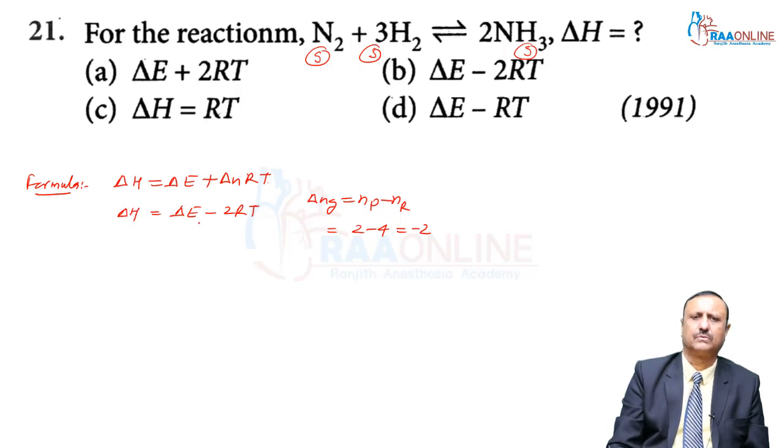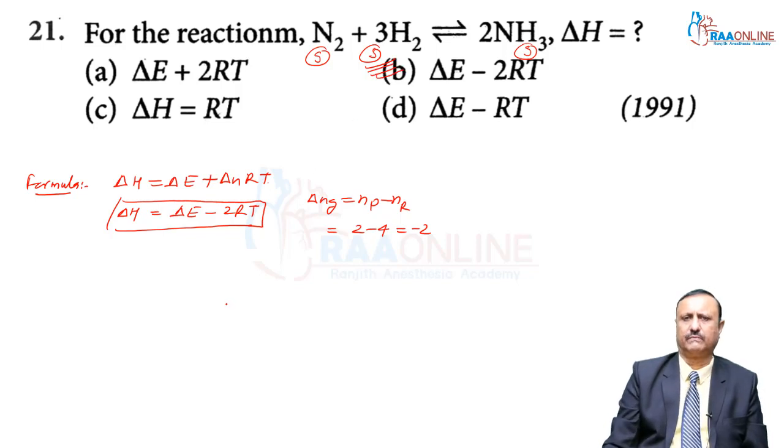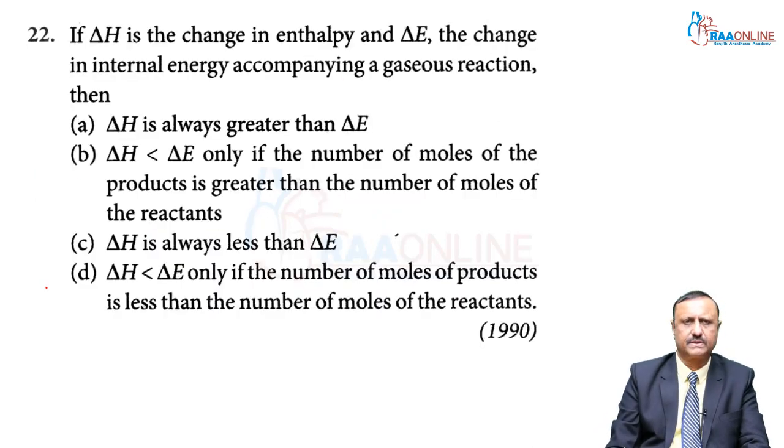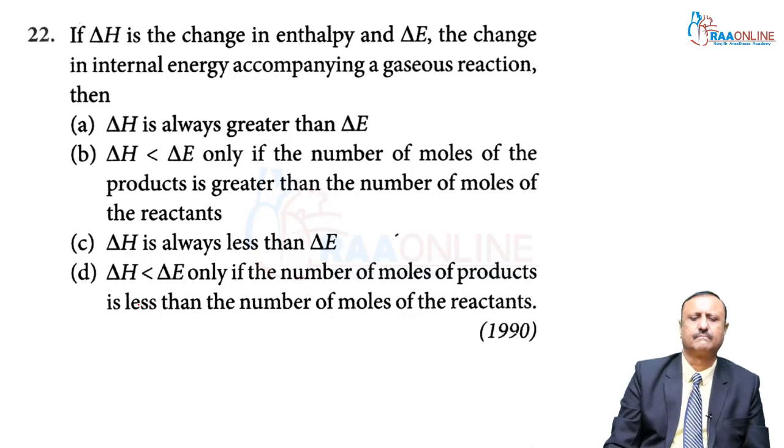So, you can see which option is correct: delta E minus 2 RT. You can go to question number 21, option B. Here delta H is equal to delta E minus 2 RT. This question was also asked in the 1991 exam. Now, my dear students, we can see question number 22.